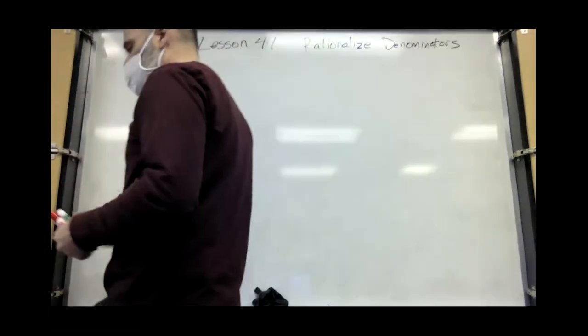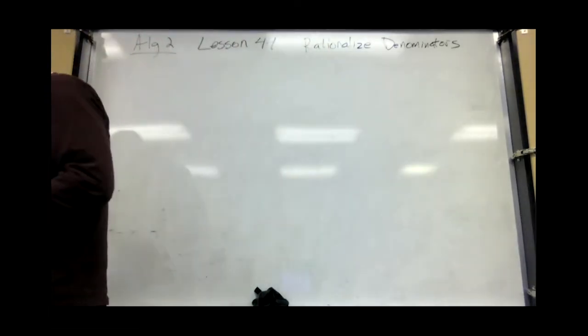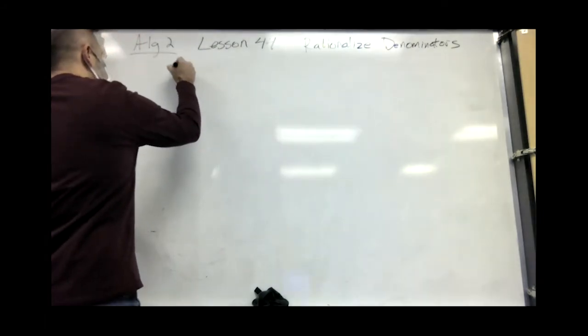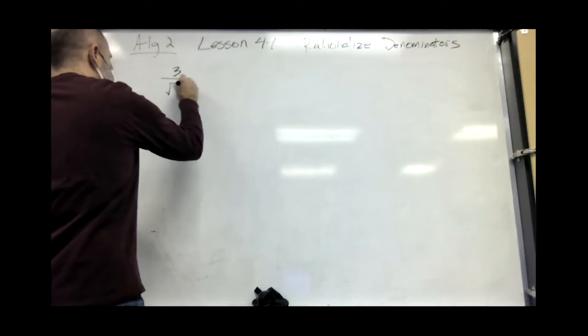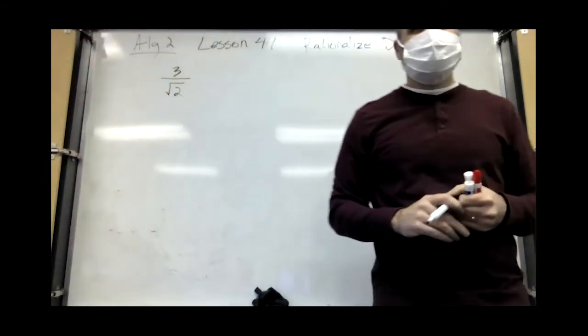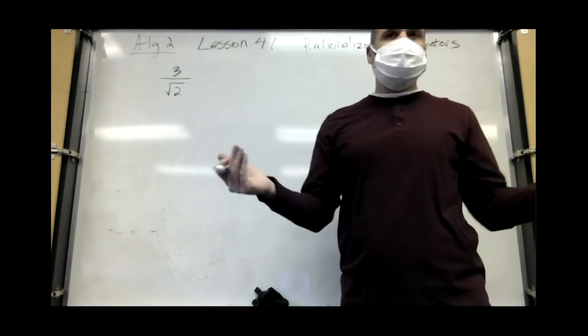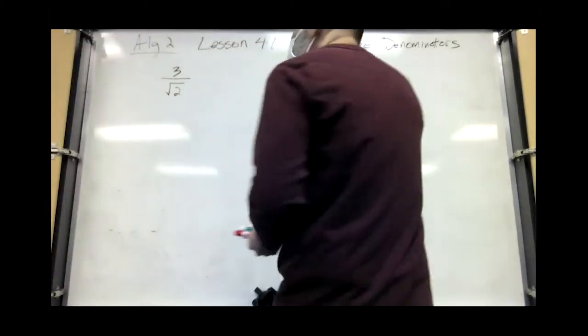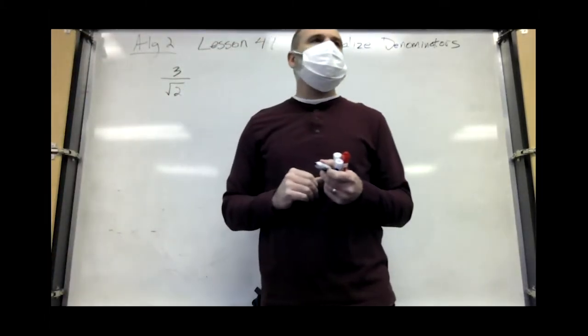You can't have radicals in the denominator. So for example, if I had 3 over the square root of 2, that is bad grammar. Okay, but there's good news because you can do whatever you want to a fraction as long as you do the same thing to the top. So how do you get rid of a square root?